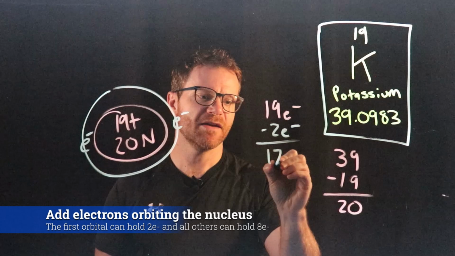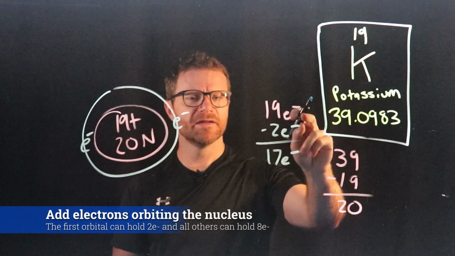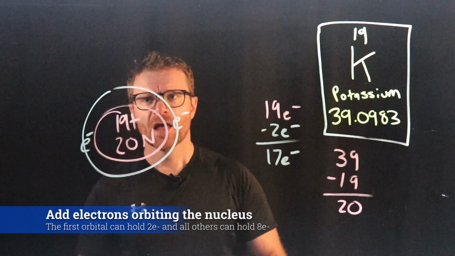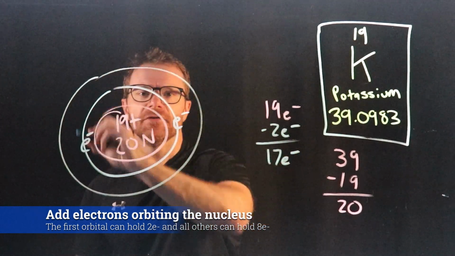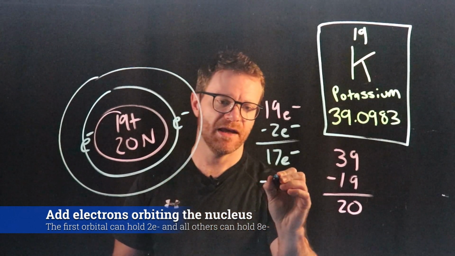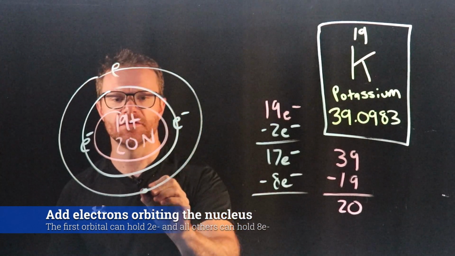That means I have 17 electrons remaining. As you're drawing your Bohr models, I recommend this little trick of keeping a running tally like I'm doing right here. The second energy level, as I taught you earlier, can hold 8 electrons. So let's take 8 electrons out and put them in that energy level.